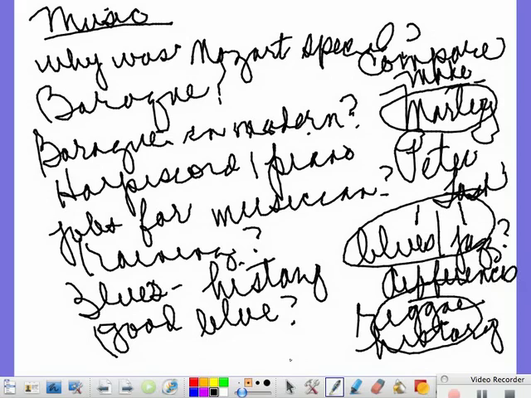maybe what I might want to do, let me erase some of this so that I can make some space for myself. Nope, no eraser.